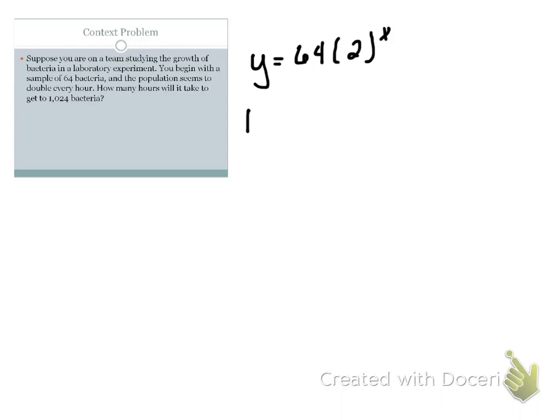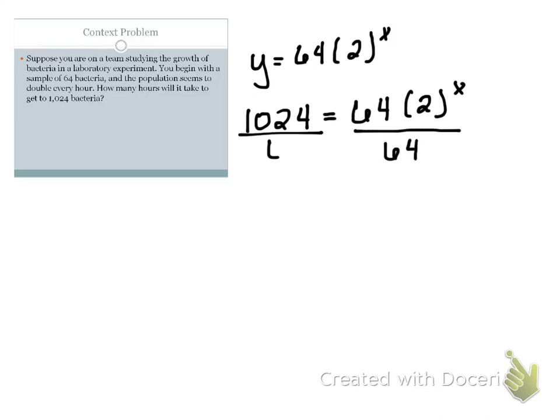And now we have to put in 1,024 into the equation to solve for x. On the progress check, you have to solve this using logs. If you use the table on the graphing calculator, you will get 0 points. So make sure you use logs. So our first step is divide by 64 to get 2 to the x by itself. So we get 16 equals 2 to the x.